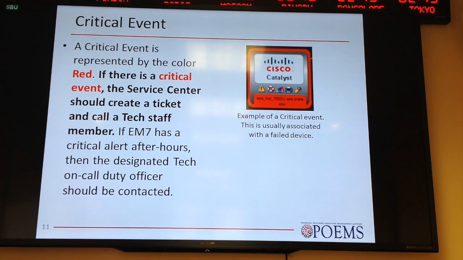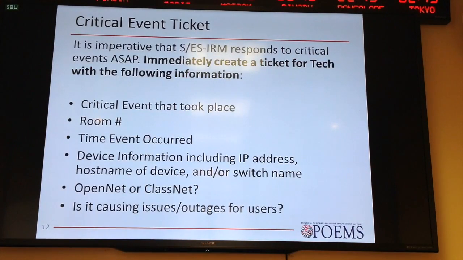Critical events. The critical events are devices down, devices failed, outages to our users, and these types of events need, first, a ticket to be created, and if it's after hours, the tech on-call person needs to be contacted. So critical events are very serious. They cause outages to users.